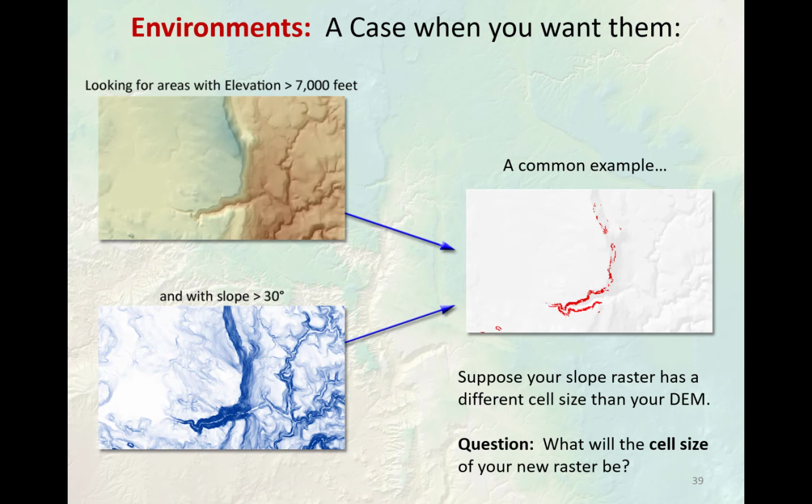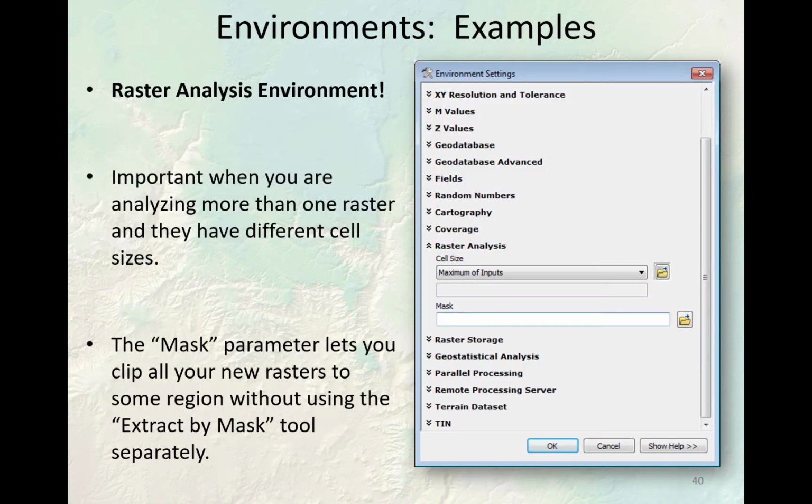But what if the original rasters, the elevation and the slope raster, had a different resolution? Suppose the elevation raster had a 30-meter resolution and the slope raster had, say, a 90-meter resolution. What will the resolution of your new raster be? Now this is a question. There isn't an obvious answer, and there isn't really a right answer. Turns out that you have a choice. And this choice is presented to you in the raster analysis environment.